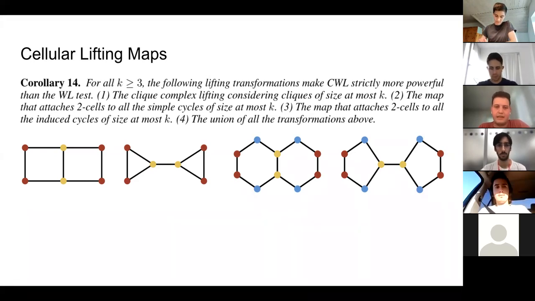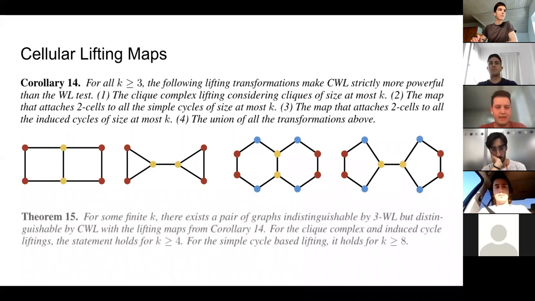So again, it depends on the application, and by no means is this a complete list. If you like pyramids, for example, and pyramids are essential for your task, you can glue some cells that take the shape of a pyramid. That could be some sort of motif that will modulate your message passing. So this is not a complete list of lifting transformations.